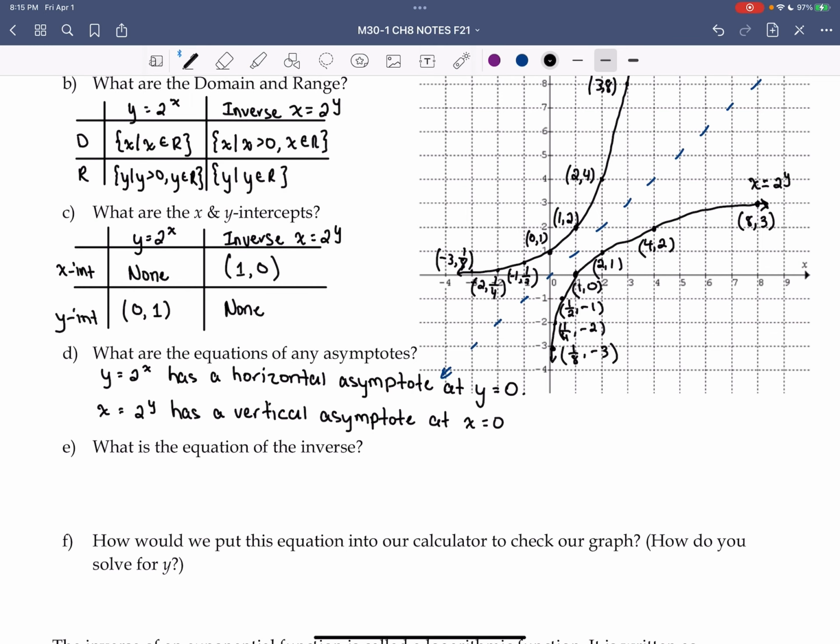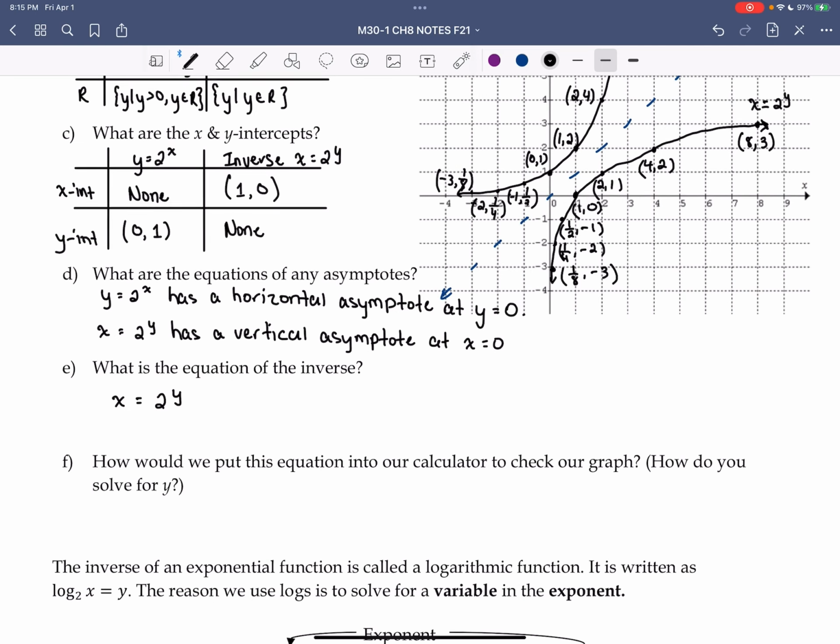Part E, what is the equation of the inverse? We have the equation of the inverse is x equals 2 to the power of y. Part F, how would we put this equation into our calculator to check our graph? So how do you solve for y? This is where logs come in. We need to use logs.